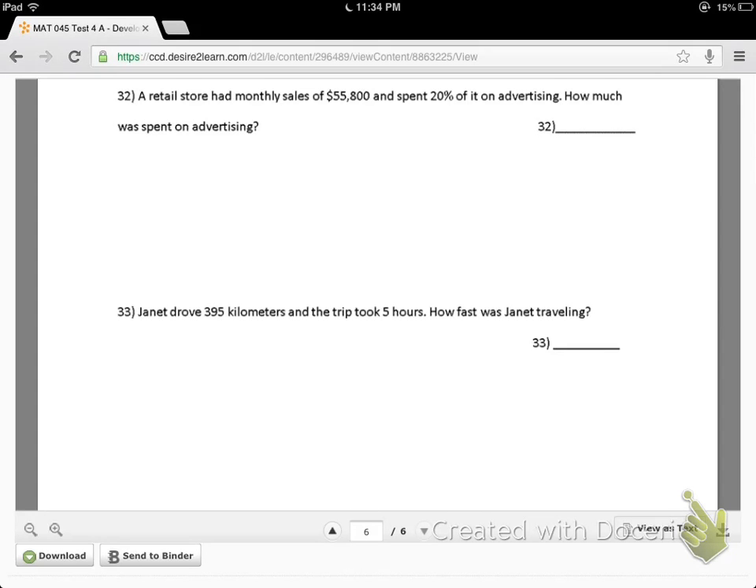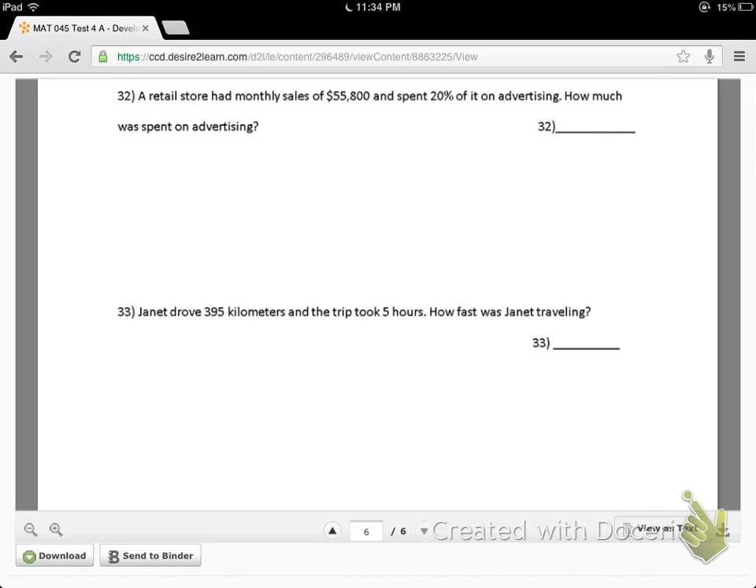Right, last couple of word problems. Right, 32. I don't really think this belongs in here. You've kind of already done a lot of percentage ones in the previous test. Okay, Friedel had monthly sales of 55,800. Now spent 20% of that on advertising. How much is spent on advertising?